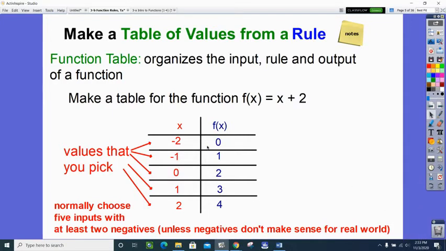And if your inputs are in a pattern, guess what? Most often your outputs will be as well. What I have just created is a table of values that in a minute we can talk about graphing. But that's how we make a table of values.